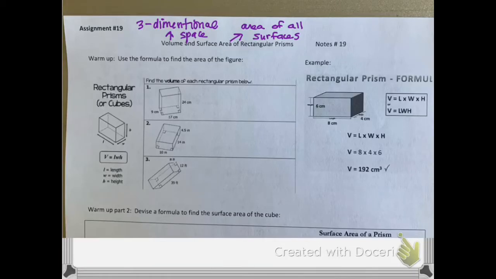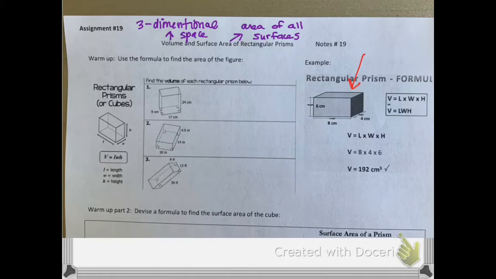For notes number 19, we're going to be finding the volume and surface area of rectangular prisms. So what is a rectangular prism? It's a three-dimensional figure, meaning it has three dimensions, length, width, and height, and all of the surfaces are rectangles. So here's a picture of a rectangular prism where all of the surfaces are rectangles, the six different sides, and it's three-dimensional. It has length, width, and height.